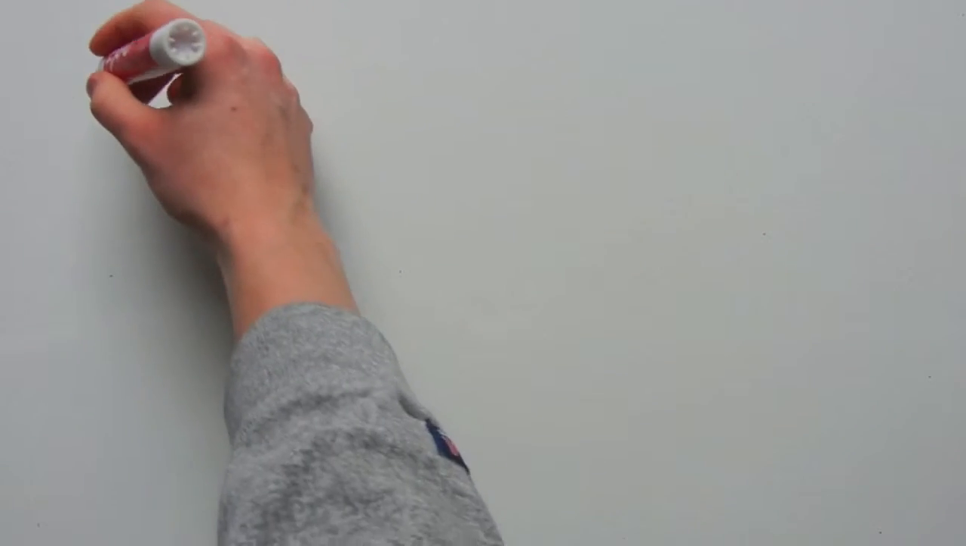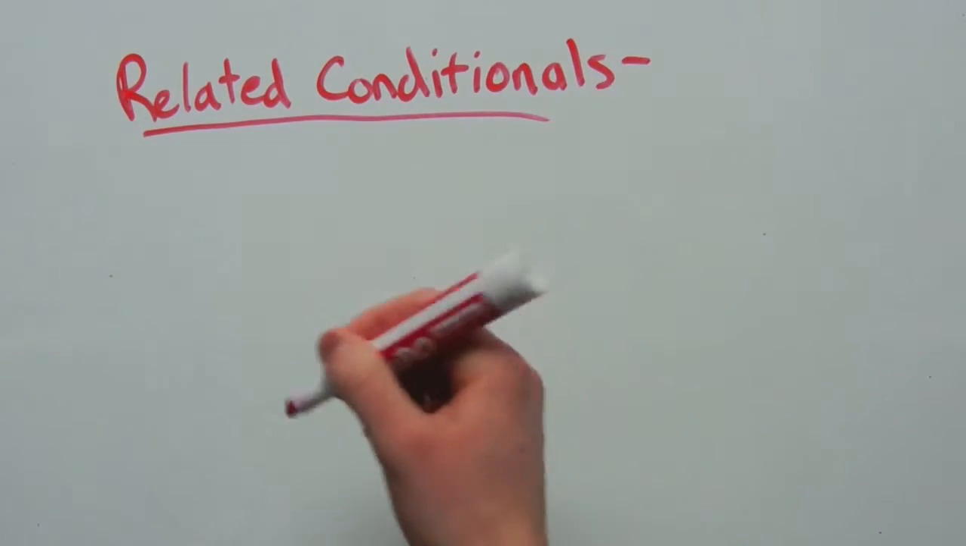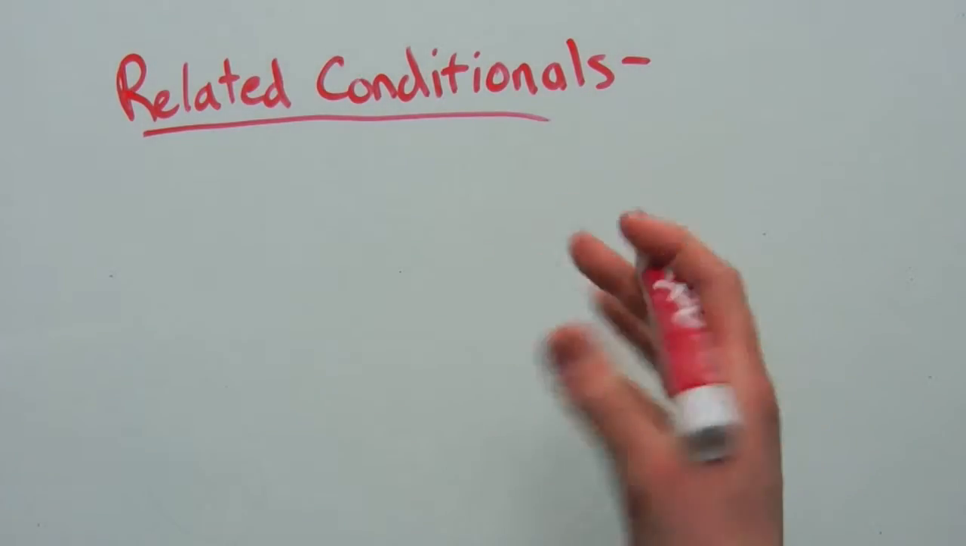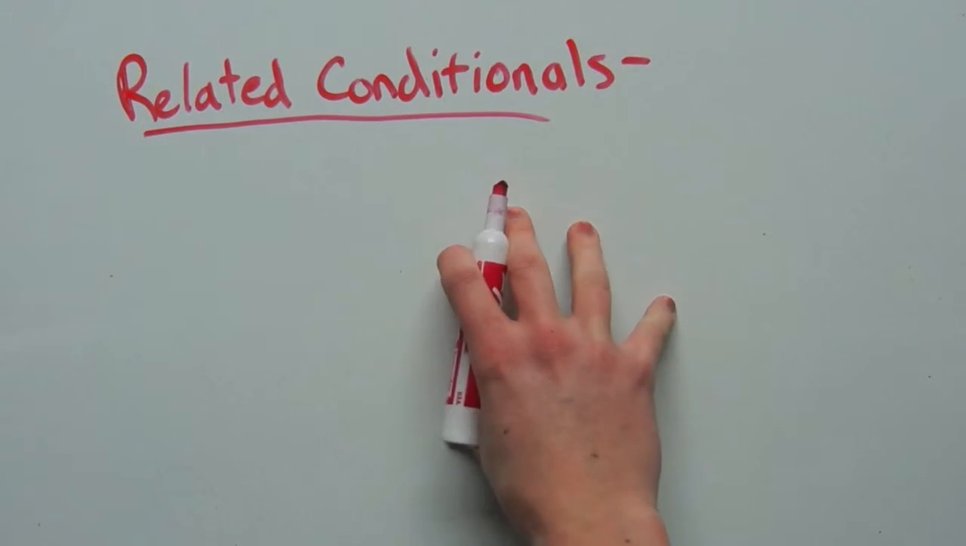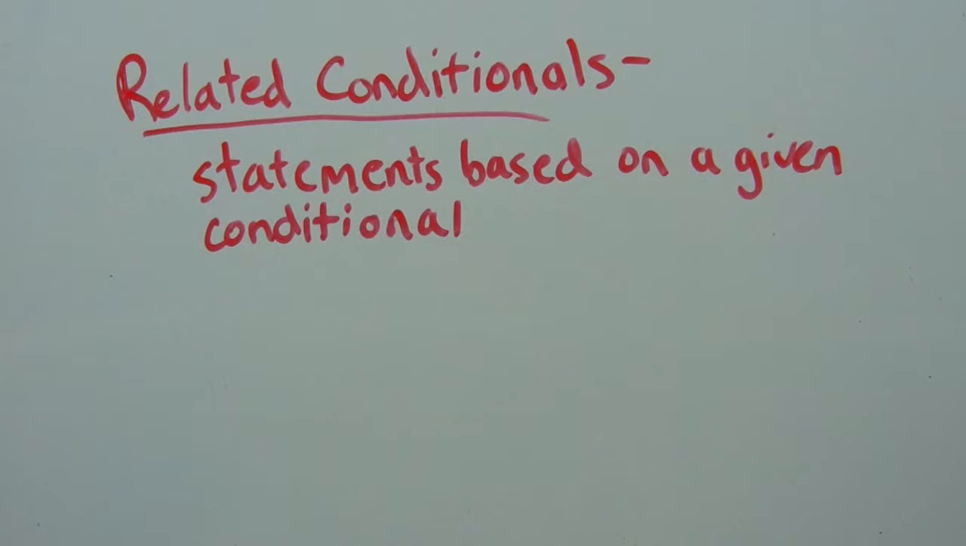Now we're going to go over related conditionals. Related conditionals are statements that are based on that given conditional. So for example purposes, we're going to use the conditional we used in the previous video. P implies Q, where P is that it is raining and Q, I wear a jacket.